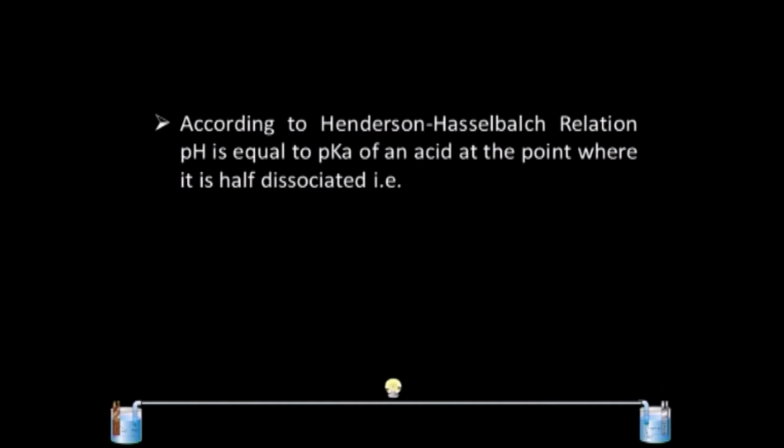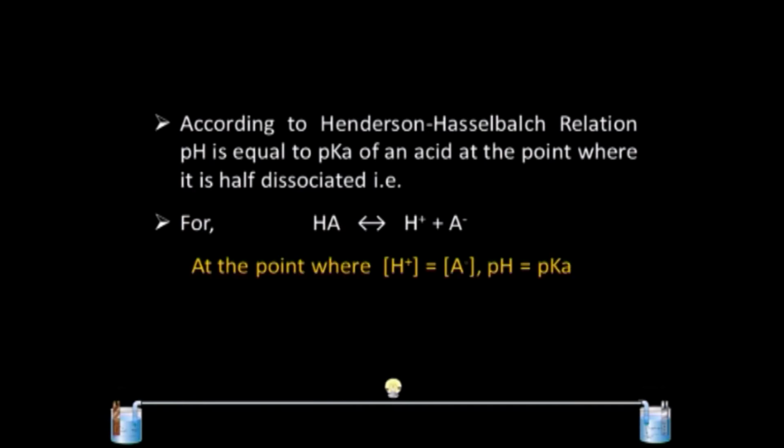This equation relating pH and pKa is an extremely useful relation known as the Henderson-Hasselbalch relation. According to this relation, pH is equal to pKa of an acid at the point where it is half dissociated. For example, again consider the same relation, HA is giving H plus and A minus. At the point where H plus is equal to A minus, pH will become equal to pKa.